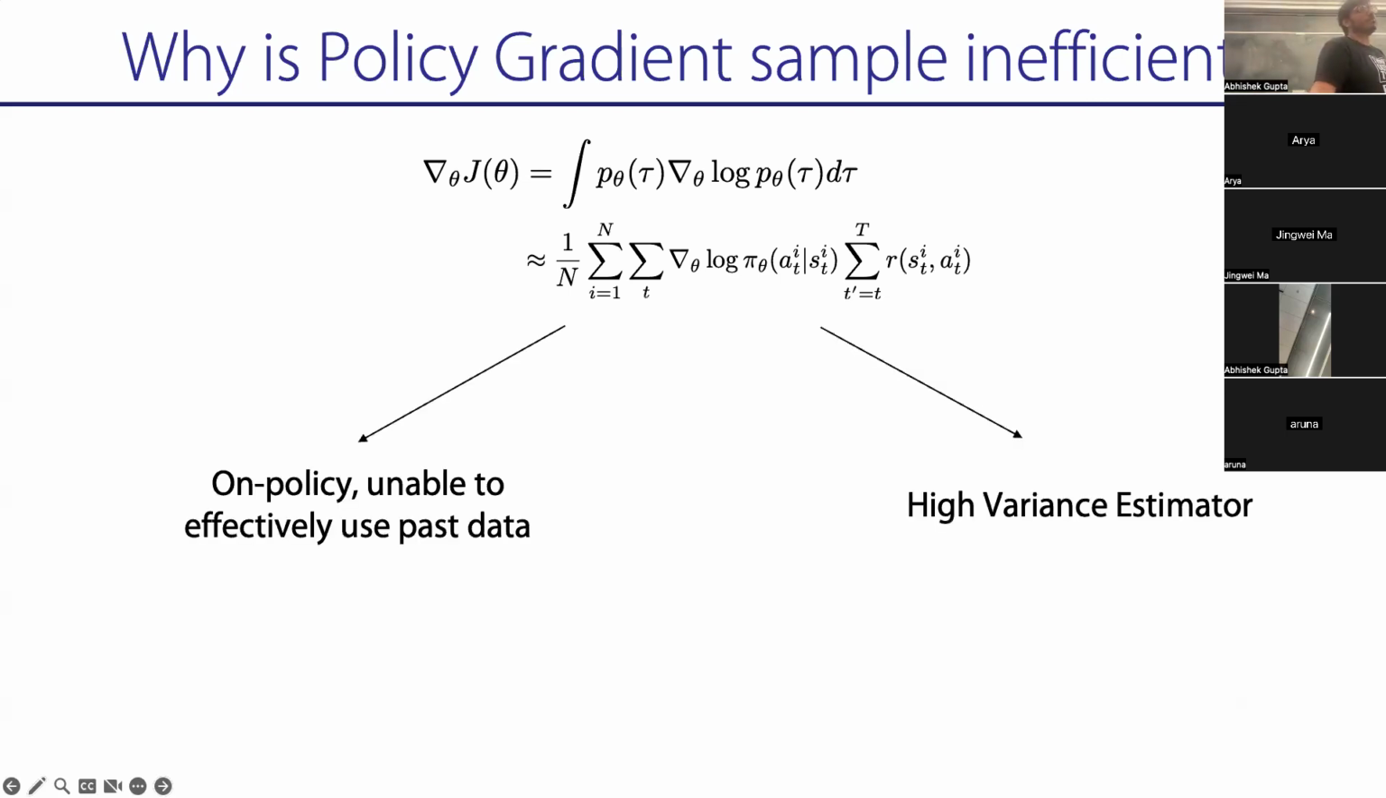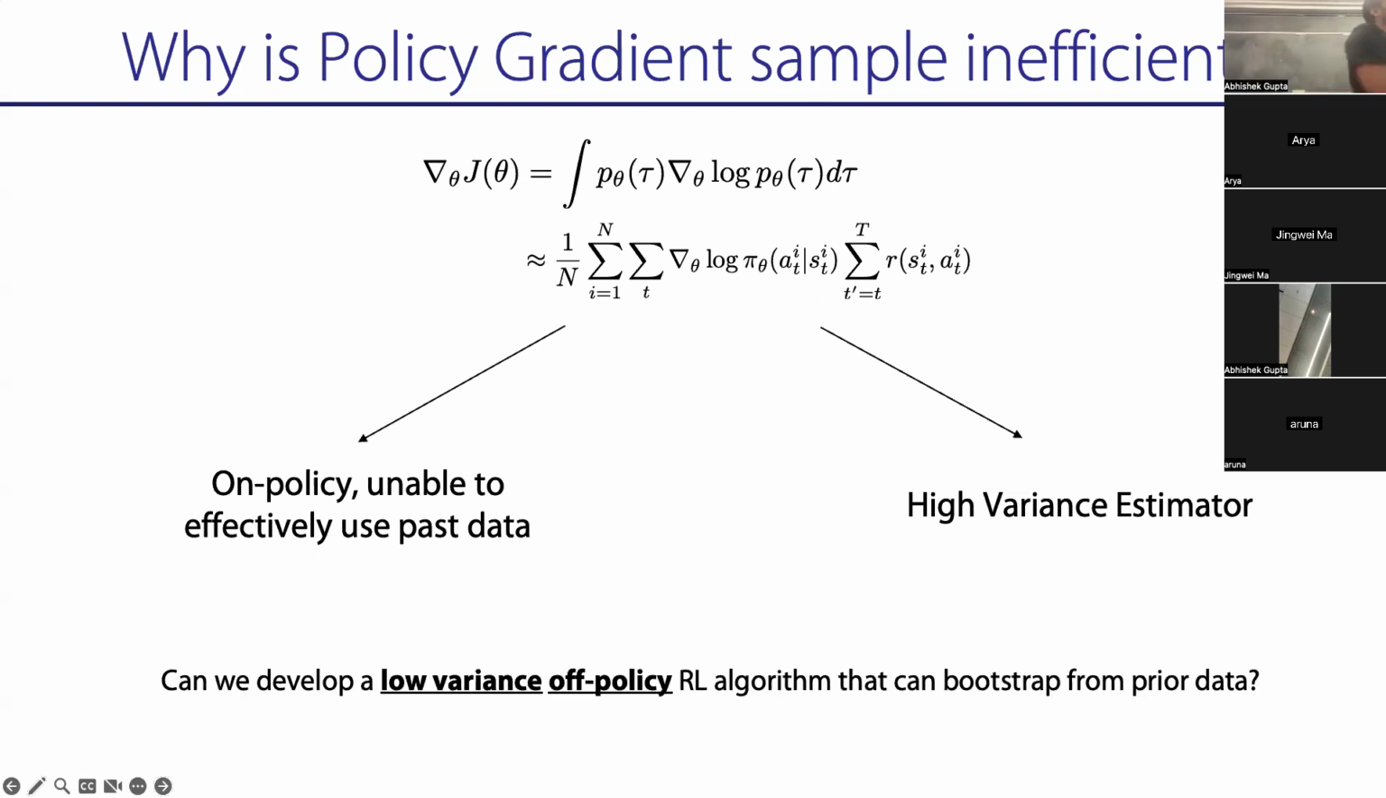The issue is that this is on-policy, using just the latest batch of data, which means you have huge batch sizes and a really high variance estimator where you need a ton of samples to get anything sensible out of it. So the goal of this next section is to develop a low variance algorithm, which means much smaller batch sizes, and off-policy, which means we can use prior data to bootstrap and learn way more efficiently than policy gradient, like an order of magnitude more.